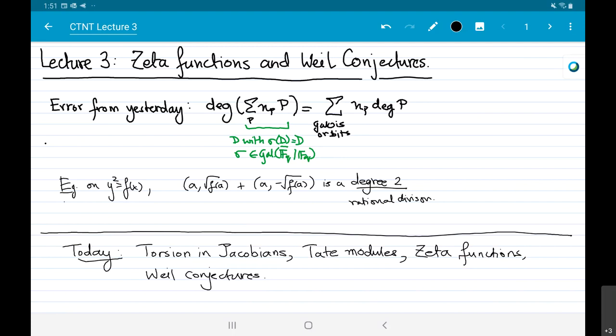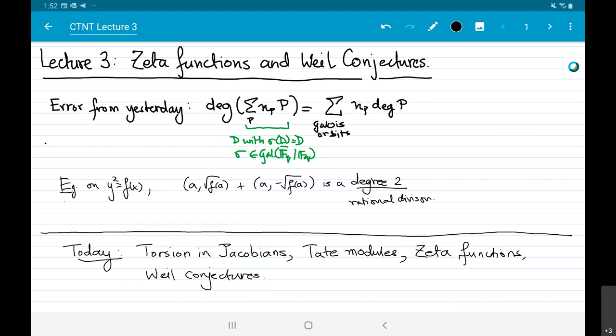And if you try to compute some degree problems for divisors, maybe you ran into some issues with this. I apologize for that, and let me say why this happens.